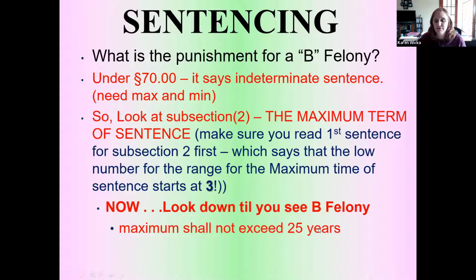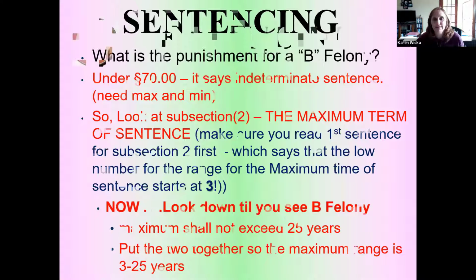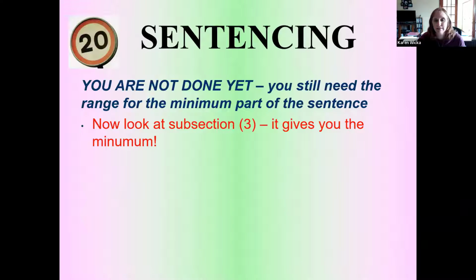When we look at B felony, we go down, we see B felony, and it says 25 years. So now we put the two together just for the maximum range. So our maximum range is 3 to 25, okay? So that's still all just the maximum. Now we need to locate the minimum. So now we have to look at section 70, subsection 3, and it says minimum.